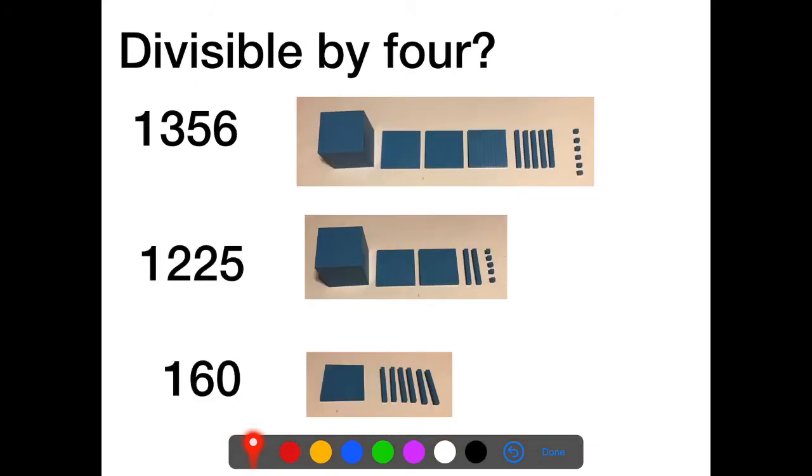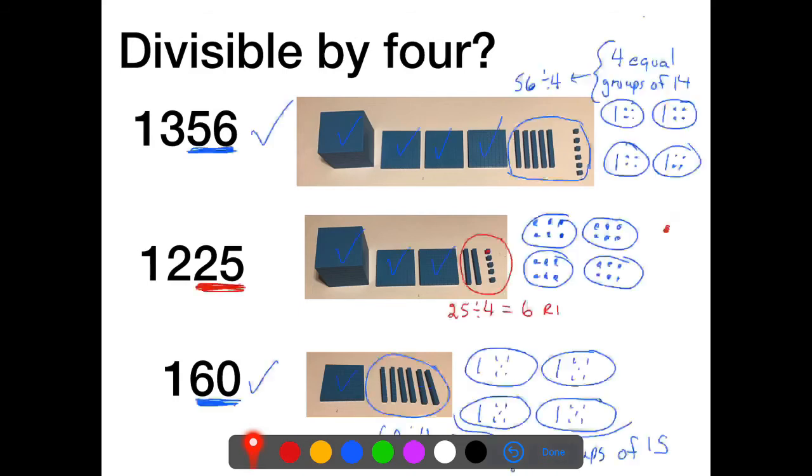Try these examples and check back in. Welcome back. 1,356 is divisible by 4 because 56 is divisible by 4. Ignore the thousands and the hundreds, combine the tens and the ones into 56, and I can get 4 equal groups of 14. So the whole number is divisible by 4.